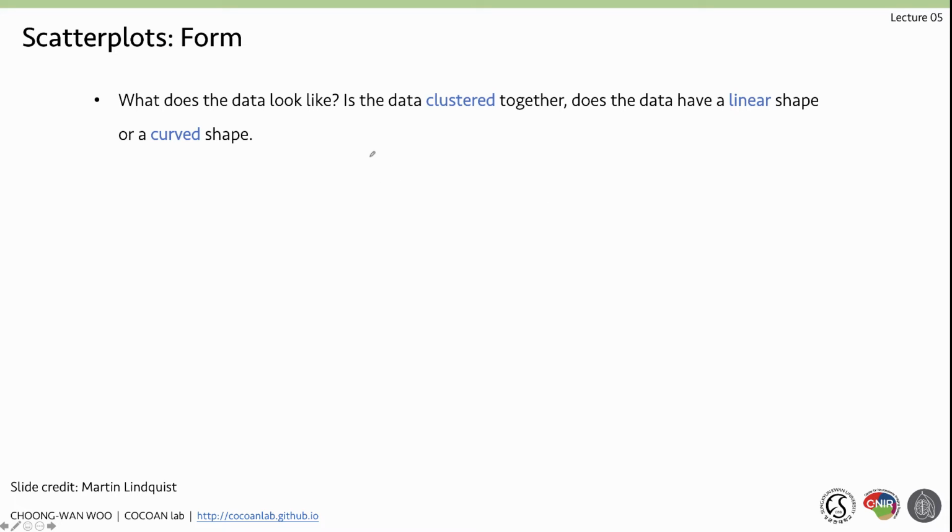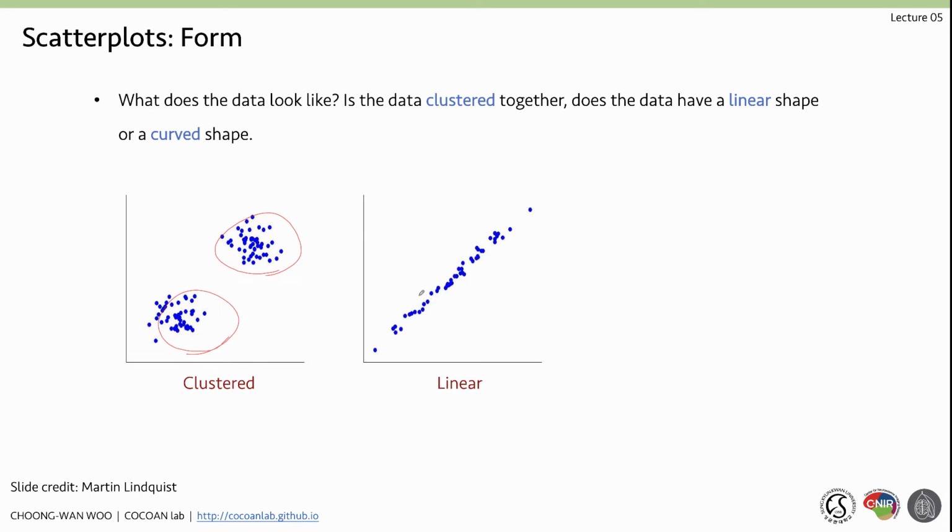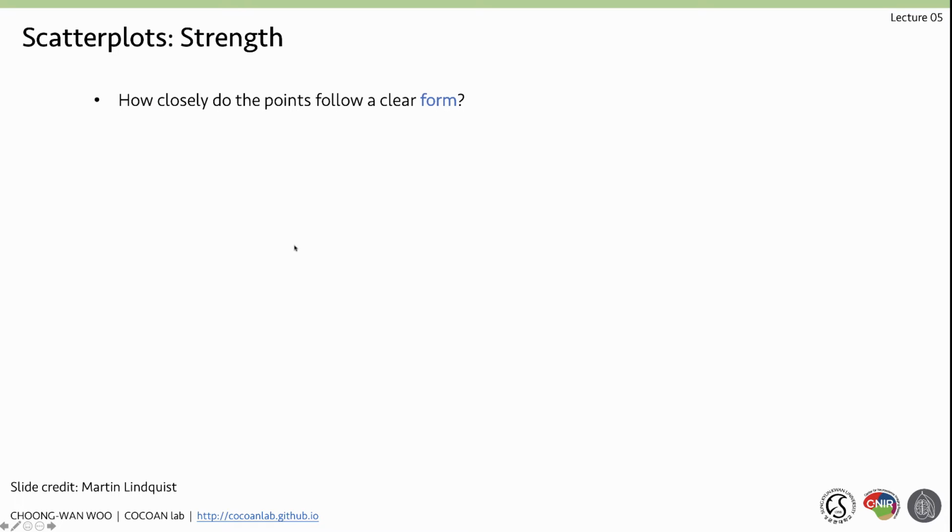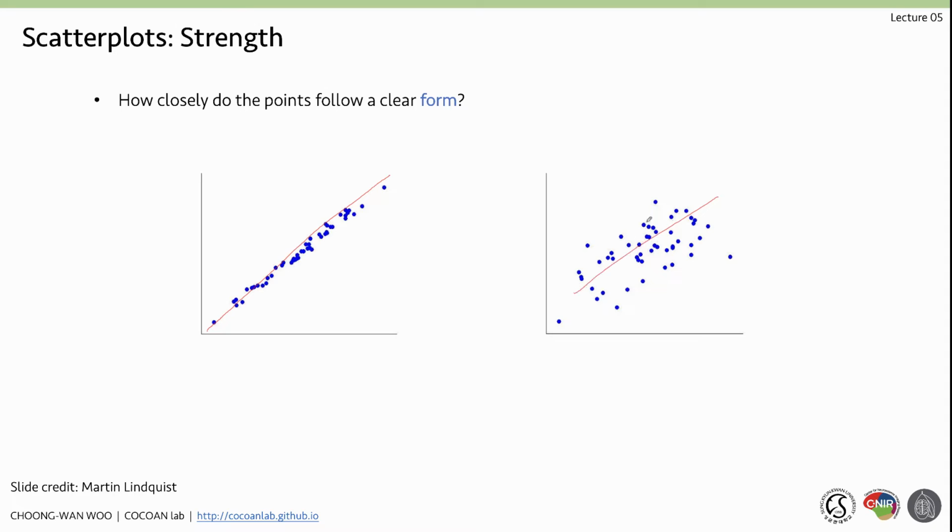And we need to look at the form. What does the data look like? Is the data clustered together, or does the data have a linear shape or a curved shape? So this is clustered, and linear, and curved. Only with the scatter plot can you examine these shapes. And strength, the association strength. How closely do the points follow a clear form? For example, this clearly shows the linear relationship, but this one is a little more spread, less clear than this, but it's still showing the linear relationship.